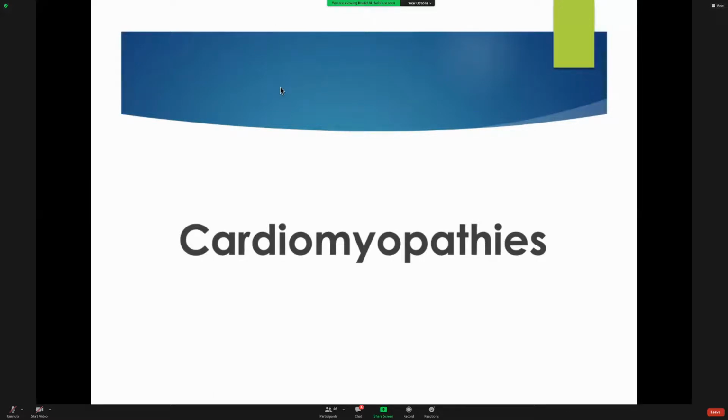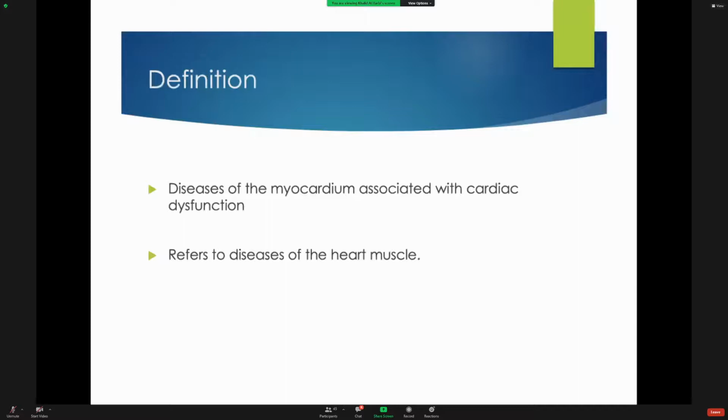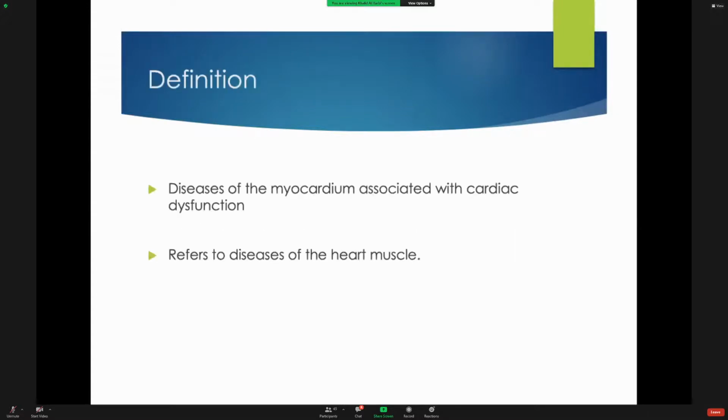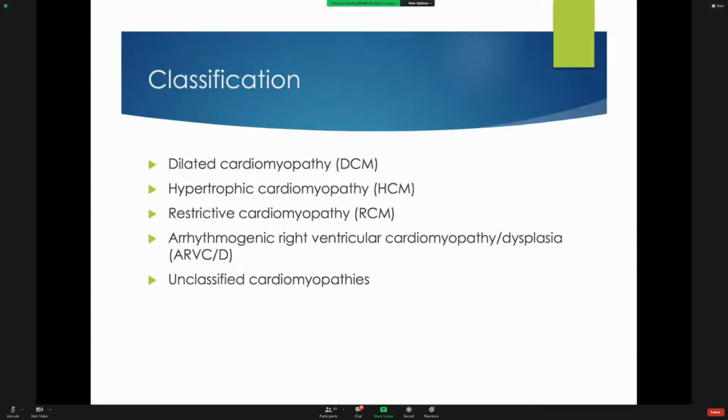Okay, I think cardiomyopathy won't take 10 to 15 minutes. It's not like ischemic heart disease or heart failure. It is from the name: cardiomyopathy, myo is from muscle. So it is a disorder of the heart muscle or any myocardial disease. This is simply the definition of cardiomyopathy. We have different classifications.